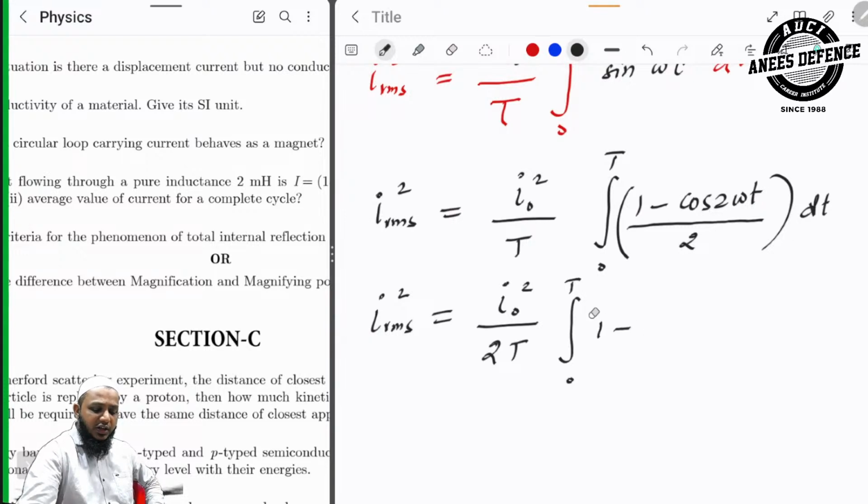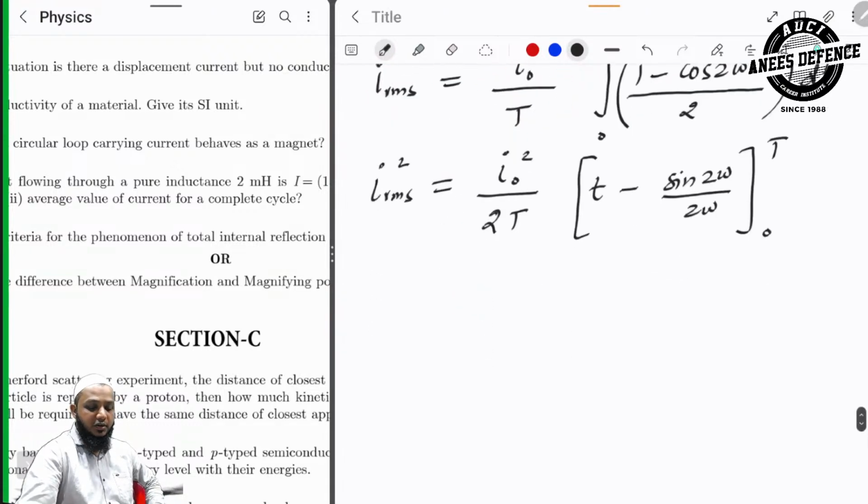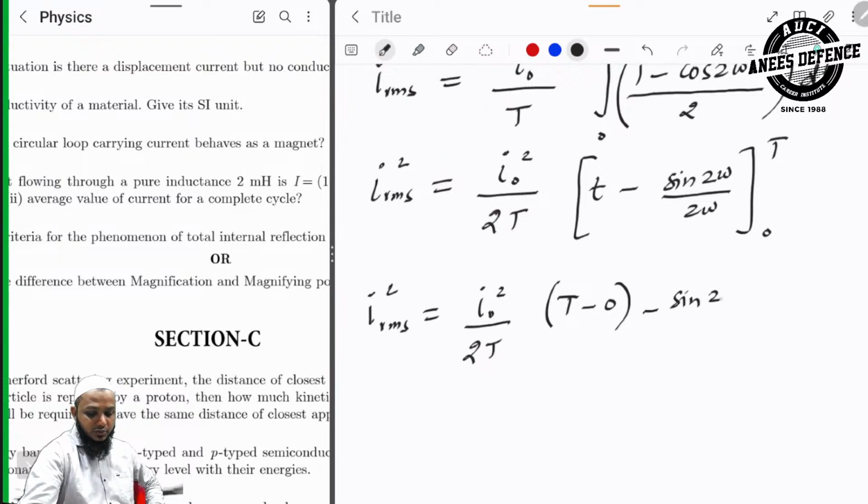1 minus. Shall I integrate directly? What is the integration of 1? Integration of 1 will be t. What is the integration of cos 2 omega t? Is it sin 2 omega t upon 2 omega? Applying the limits, 0 to capital T. Right? So what will I get after applying the limits? I naught square upon 2T. This will be substitute upper limit minus substitute lower limit. Correct? Minus sin 2 omega. Okay, omega t, my mistake.